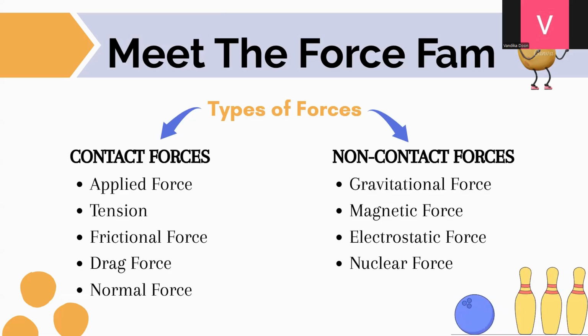Normal force acts perpendicular on a surface. It's basically when two surfaces rest on each other. For example, like a book on a desk, the book would push down with a certain weight, and the table will push back up with a certain weight. So the normal force is kind of related.